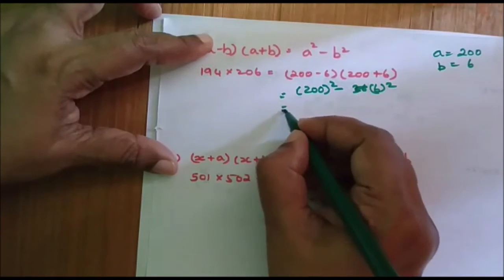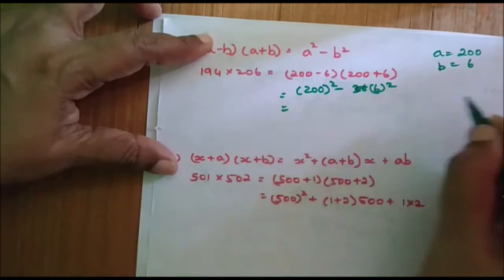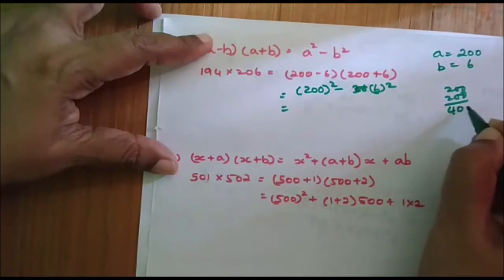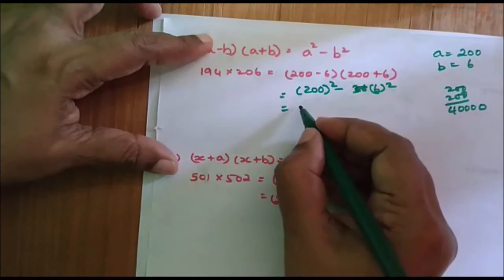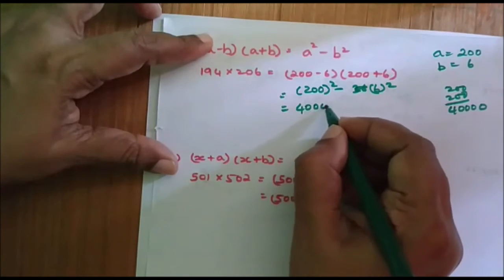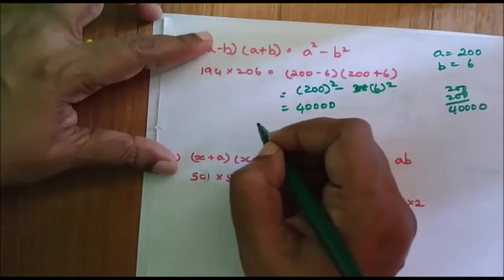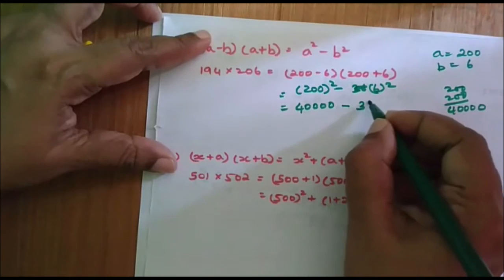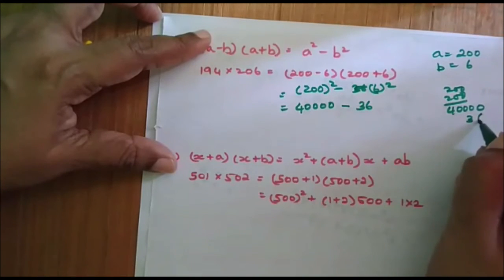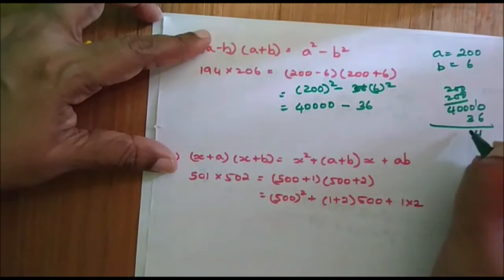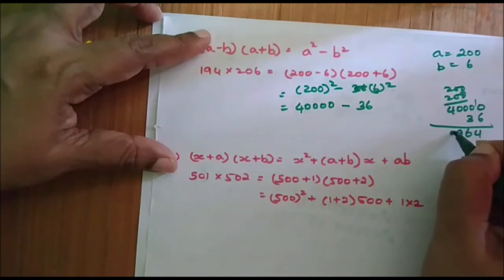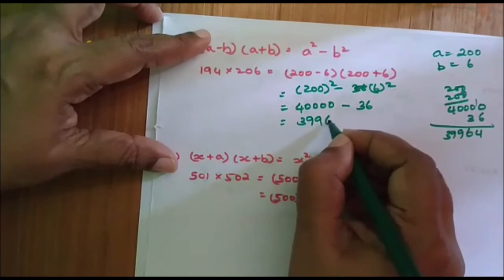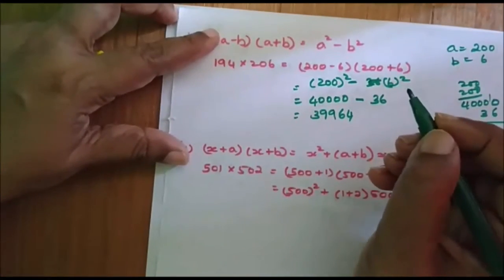Okay. So what is 200 the whole squared? It is nothing but 4 followed by 4 zeros. Okay. So 4 followed by 4 zeros minus, what is 6 squared? It is 36. So let us subtract and see. It will be 39964. I hope you understood this.